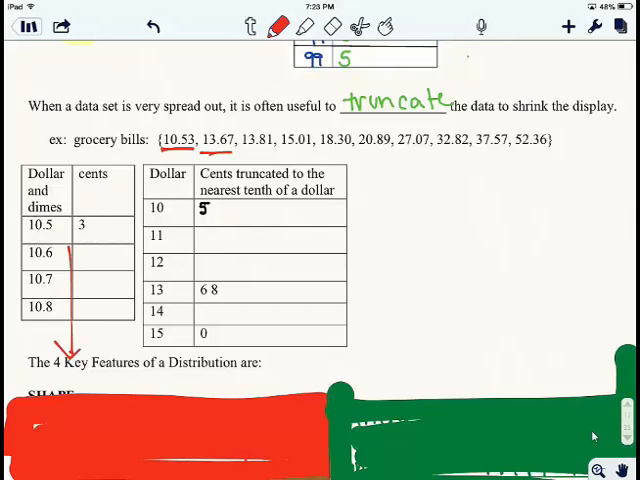Instead, if we just went ahead and got rid of the 3, we didn't round, we just truncated it, now we have a spot. The next one, on 13.67, if we just truncate it, it makes it more condensed.